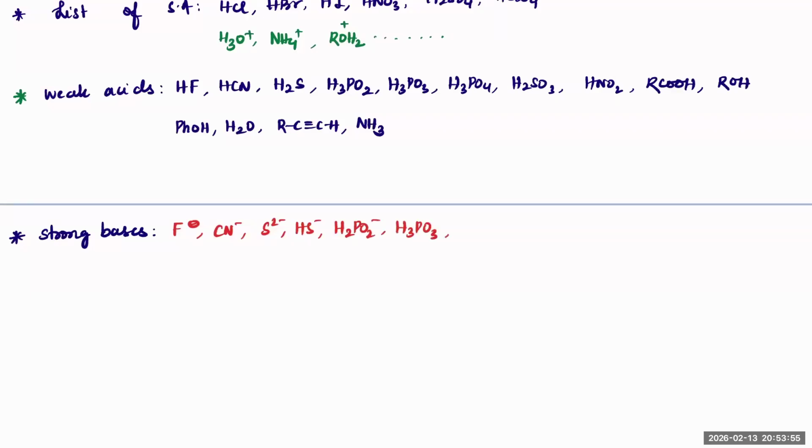H3PO3, and H3PO4 is a triprotic acid, which means you can have H2PO3-, or I can write this as H2PO4-, or HPO4 2-, or PO4 3-. All of them are very strong bases which are coming from weak acids.